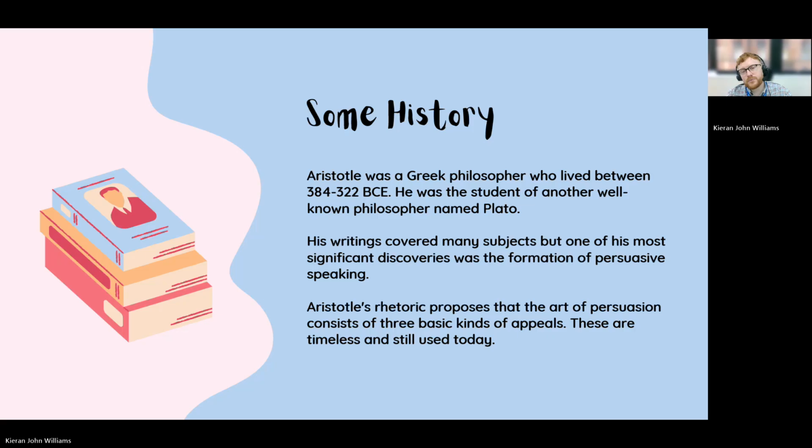So, the study of persuasion is not just a modern idea, it goes back thousands of years. Aristotle, the Greek philosopher from the 4th century BCE, was one of the first to systematically study rhetoric, the art of persuasive speaking. He identified three key appeals that form the foundation of persuasion, and we're going to see these in the next slide. But these ideas are timeless.